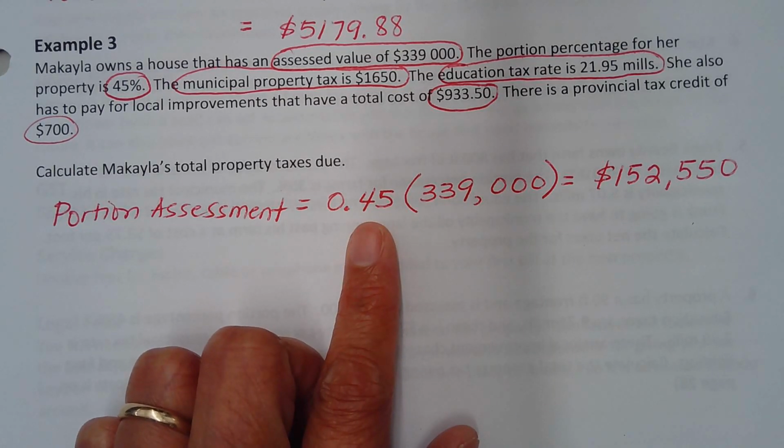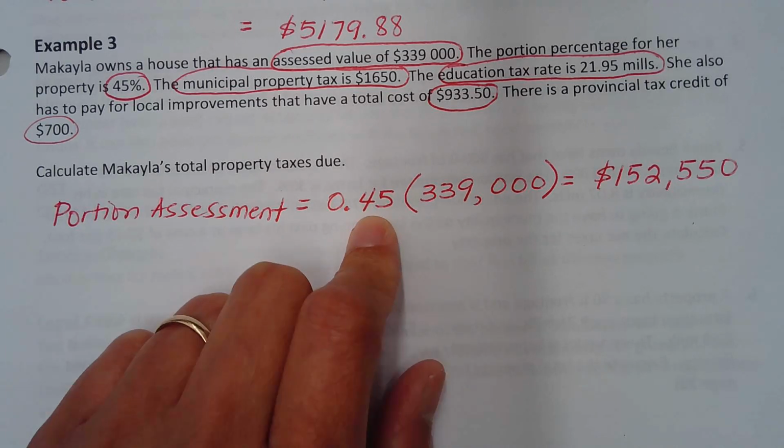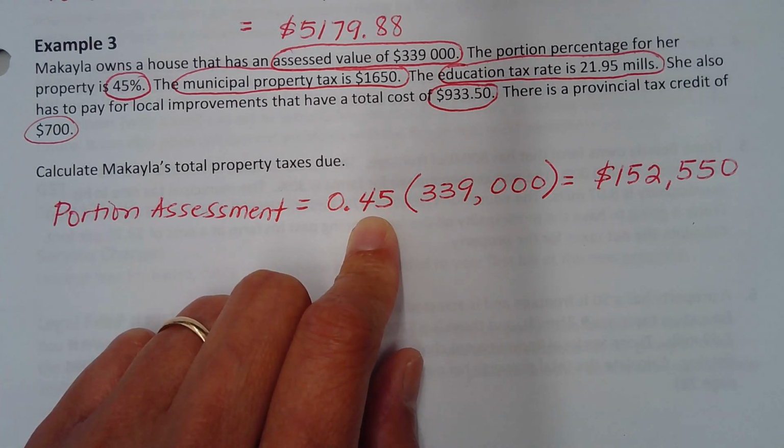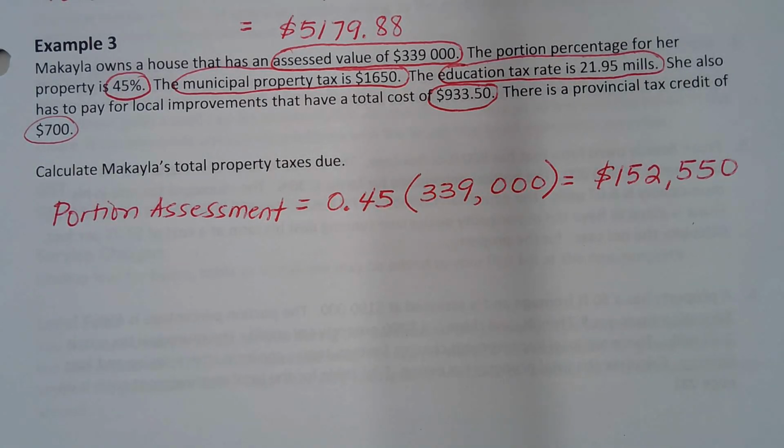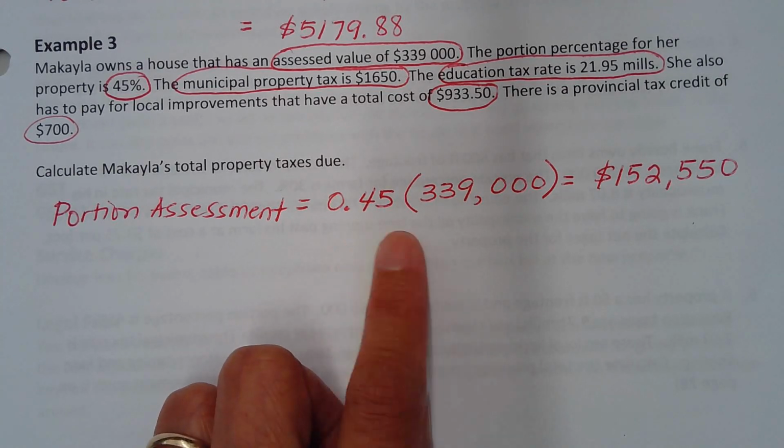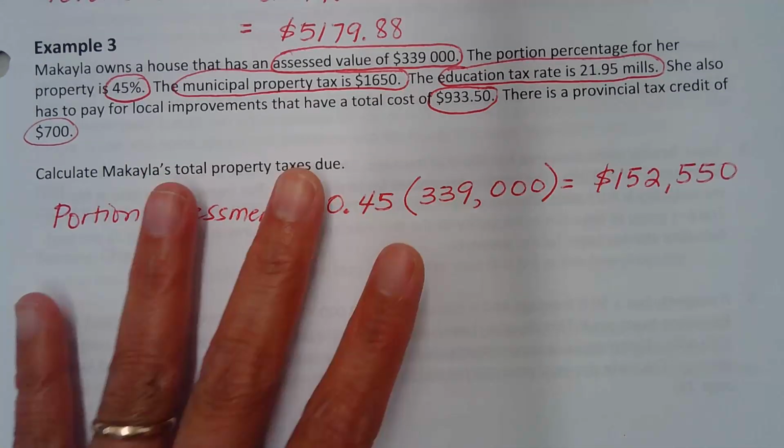I just go with 45 divided by... No, because we gotta do the portion assessment first. So you're looking at what part of the value of your home you're gonna be basing your taxes on. Portion assessment is 0.45. So let's copy that part down.